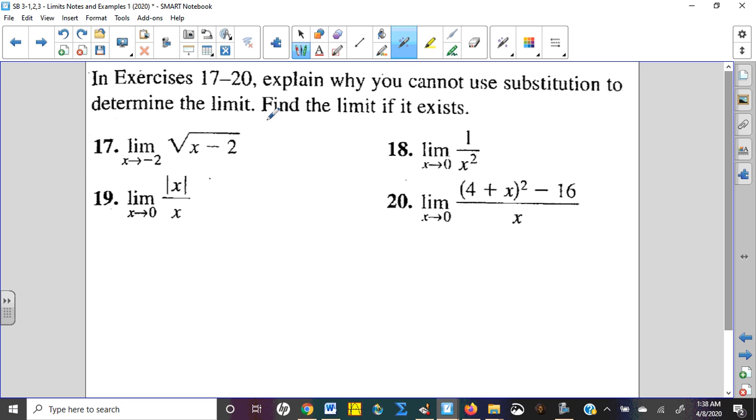Now this asks to explain why you can't use it. And we kind of just did. Here we would get an imaginary number. -2 is not part of the function's domain. Here I would get a 0 in the denominator. Here I would get a 0 in both the numerator and the denominator. Here I would also get a 0 in both the numerator and the denominator. Remember, zeros in just the denominator is usually a vertical asymptote.